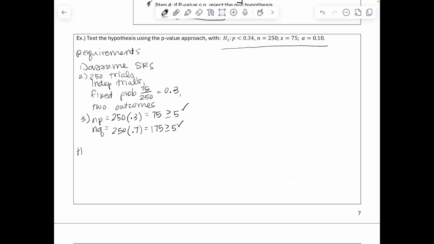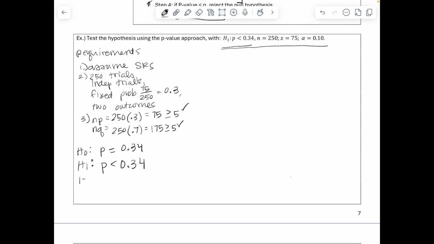So the next thing that we need to do is state what H0 and H1 are. And we are dealing with proportions. They do tell us H1, so I'm going to go ahead and put that in. So P is less than 0.34. Your null is going to also be proportions. That number would also be the same, so the 0.34, and your null always has an equal sign.